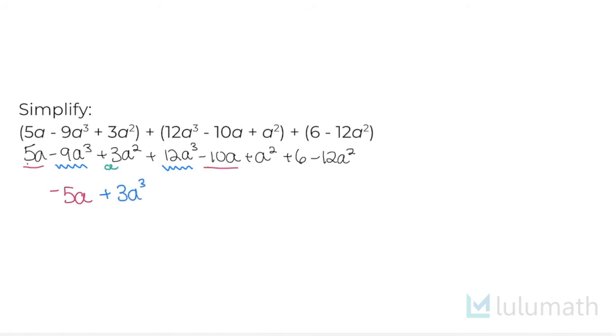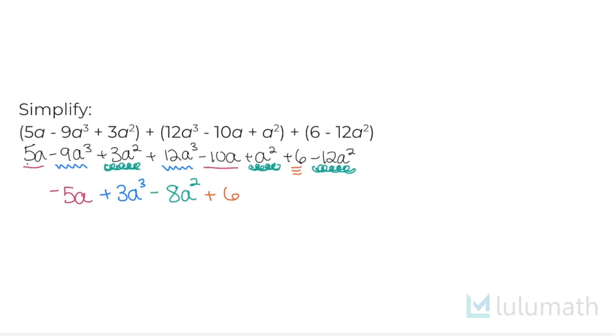Then I see I have a positive 3a squared, and looking to see if there are any other like terms with the 3a squared, we have positive 1a squared and minus 12a squared. So this 3 plus this 1 is positive 4, and then positive 4 minus this 12 is negative 8. So I will say negative 8a squared. And then lastly, I see here that I just have this 6. There's nothing else like it, so I'm just going to copy down that plus 6.